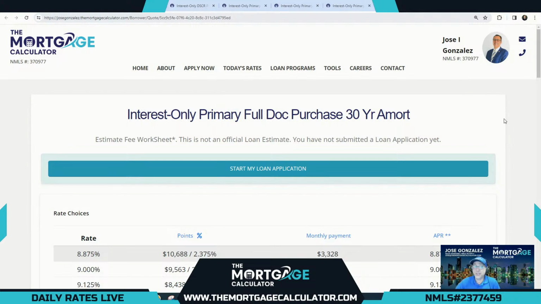So our first option here is for a full doc loan using traditional methods to qualify the borrower: pay stubs, W-2s, tax returns, whatever may be the scenario, whether they're self-employed or whether they're salaried or hourly. We are using traditional income documentation to qualify this borrower, but we are going with a 30-year amortization on this interest-only option, where the loan is interest-only for the first 10 years. And then at the end of the 10th year, it does become a fully amortizing 20-year loan. That's how the interest-only loans work.